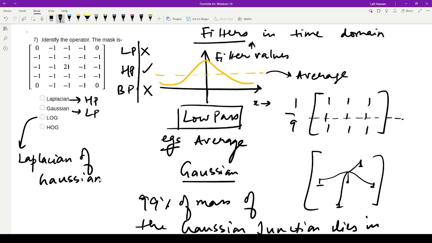So what did Gaussian do? Sorry, I did it wrong. What did Gaussian do? It removed the high frequency part. It's a low pass, right? Yes. So if you have frequencies like this, what Gaussian did is it removed this part. What Laplacian did is it removed low frequency. So what is left with us? Band pass. Yes, it's a band pass filter.